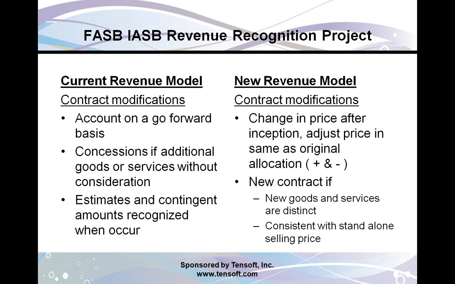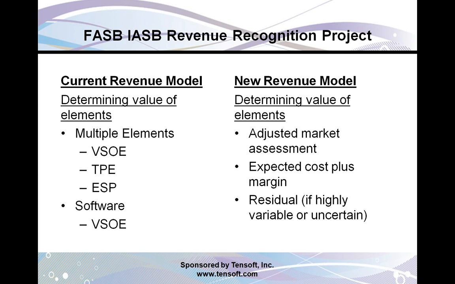Under the proposed model, if there's a modification in contract, such as a change in the price after inception, we're going to adjust that price in the same method as we allocated the original price. We'll consider contract modifications different from new contracts, and new contracts would occur if we've got new goods and services that are distinct and are consistent with their standalone selling prices, such that there's not a bargain element to that.